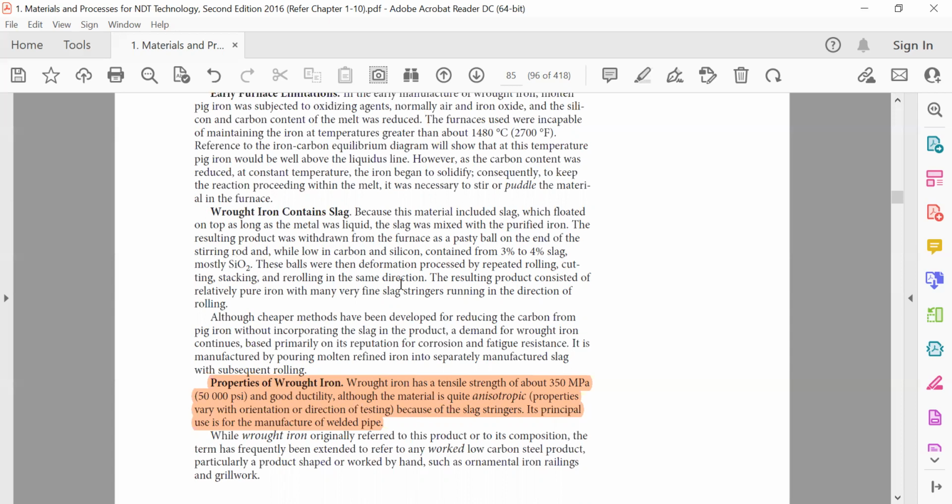These balls were then deformation processed by repeated rolling, cutting, stacking, and re-rolling in the same direction. The resulting product consists of relatively pure iron with many very fine slag stringers running in the direction of rolling.